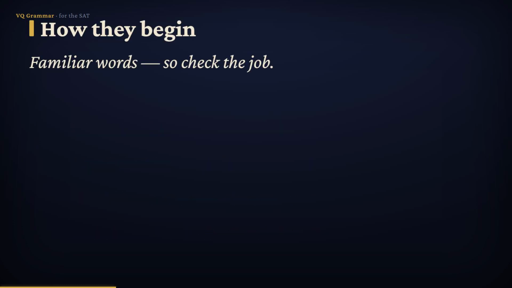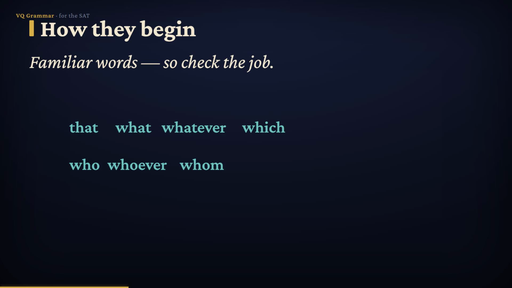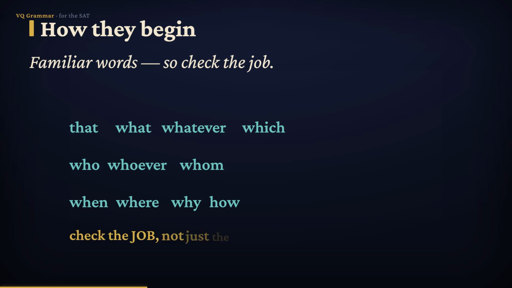Noun clauses begin with a familiar-looking set of words. There's that, what, whatever, and which, who, whoever, and whom, and when, where, why, and how. Notice these overlap with the words that start adjective and adverb clauses, so you can't rely on the opening word alone. The real giveaway is the job. A noun clause is acting as a noun, a subject or object, not modifying another word.